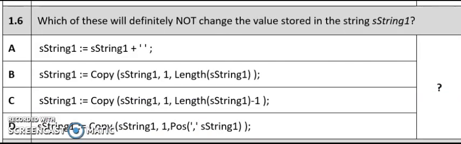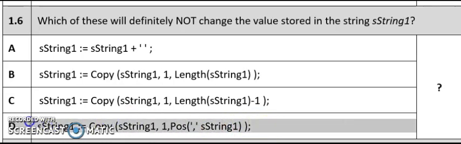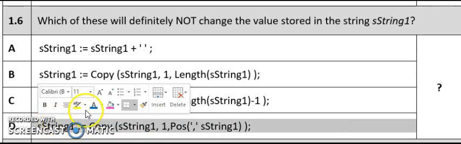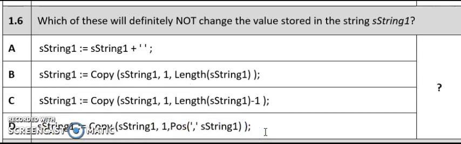Rightio, 1.6. Which of these will definitely not change the value stored in the string? As I said in the last question, the normal multiple choice tactics also apply here. Let's look at the ones that really don't make any sense. This one just caught my eye, because it's looking for the position of a comma. Well, I have no idea if there's a comma in that string or not, so that one you could just take out. That's bad news, that one. That's gone. So number D is gone.